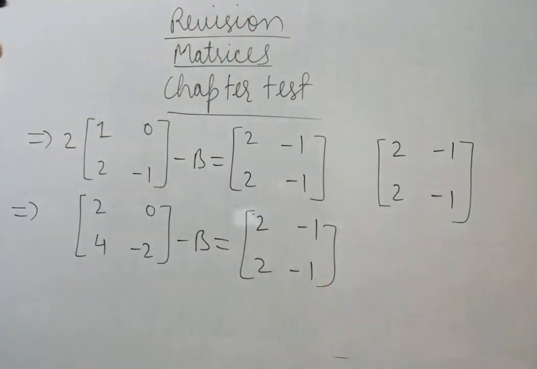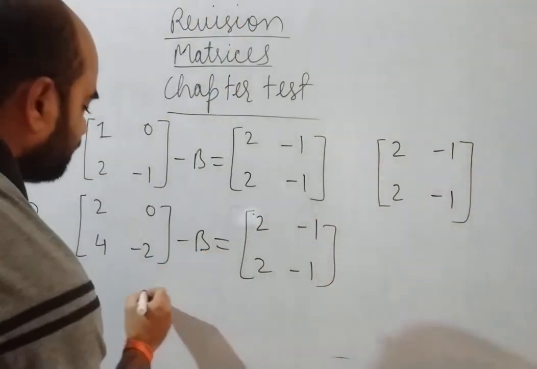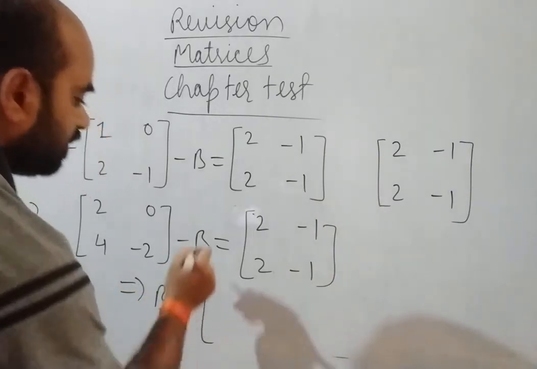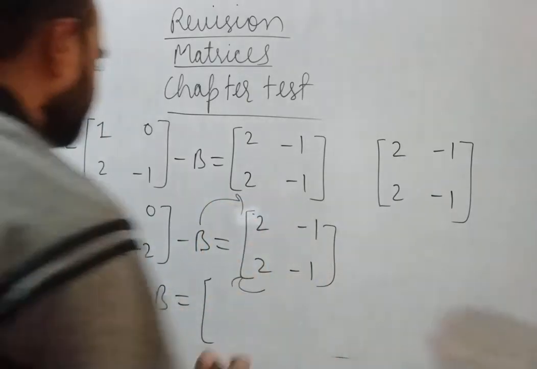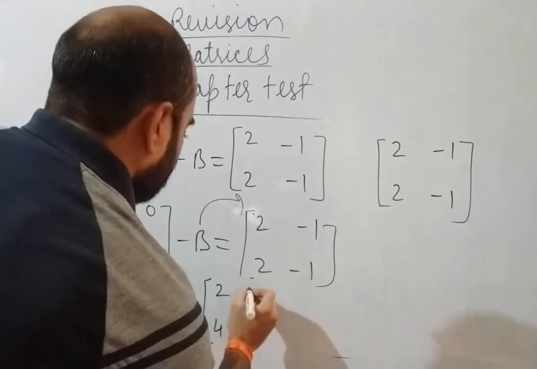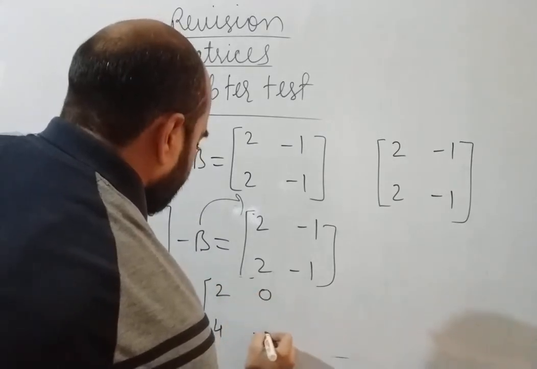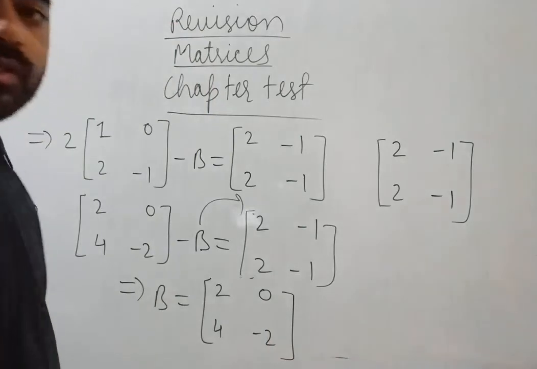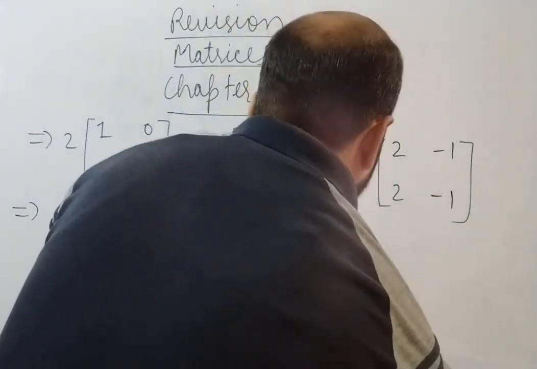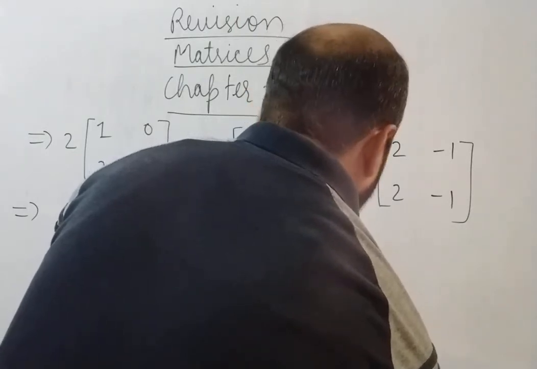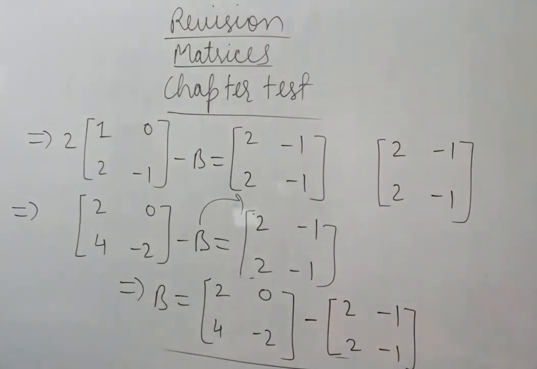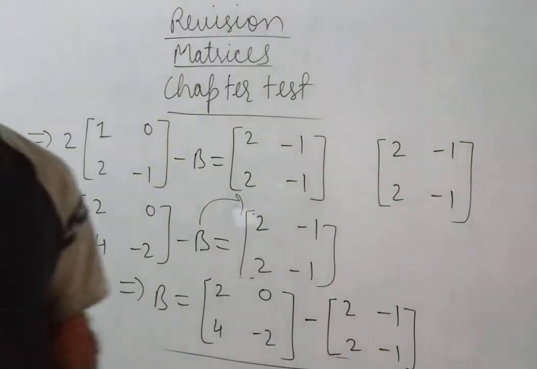So finally how to calculate matrix B? The matrix B will be transpose. So this will be this transpose here, this transpose here. It means [2, 4; 0, minus 2], correct? Visible? And then minus [2, minus 1; 2, minus 1]. So this will give matrix B. Correct? So this is the question.